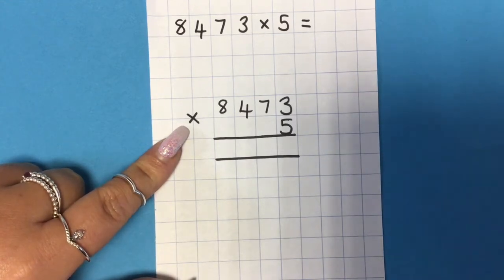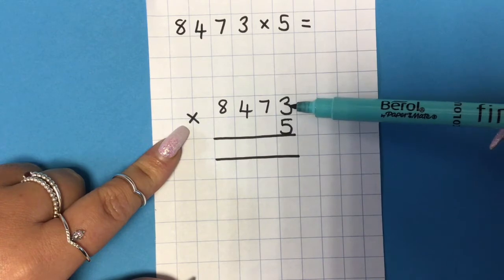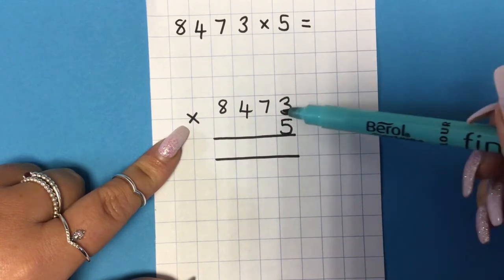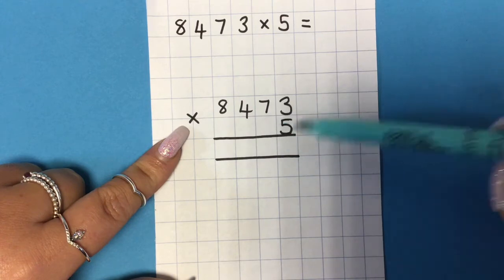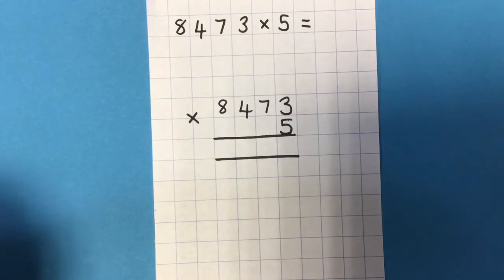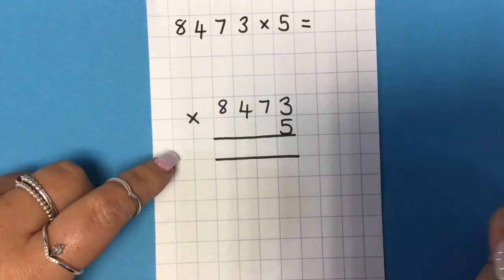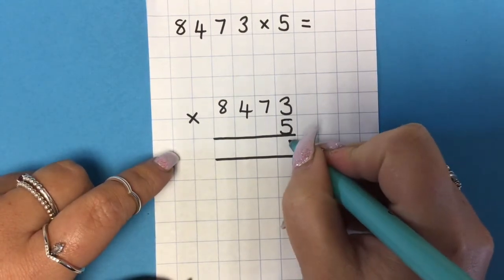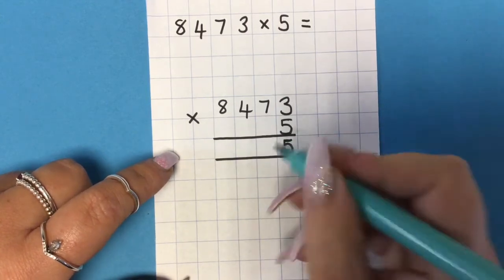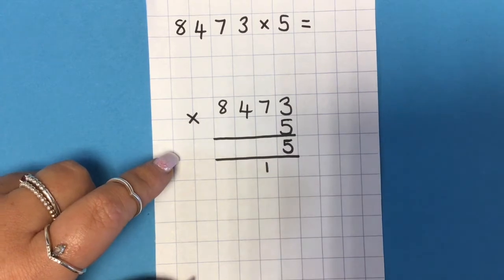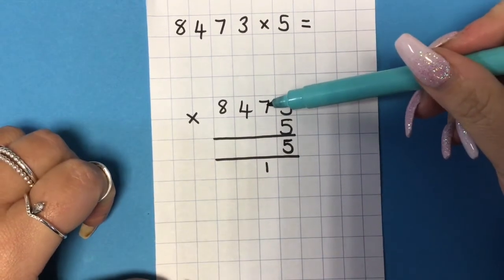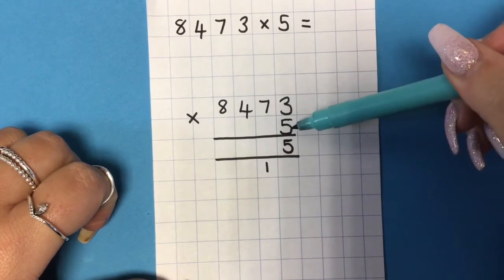So the first thing that we do is we multiply the unit by the 1-digit number that we're multiplying by. So here, the number that we have to know our times tables for is the 5. So we need to know our 5 times tables. Nice and simple. So 5 times 3 is 15. So we have to put, just like with addition or subtraction, we put the 5 in here and we carry the 1 over underneath.